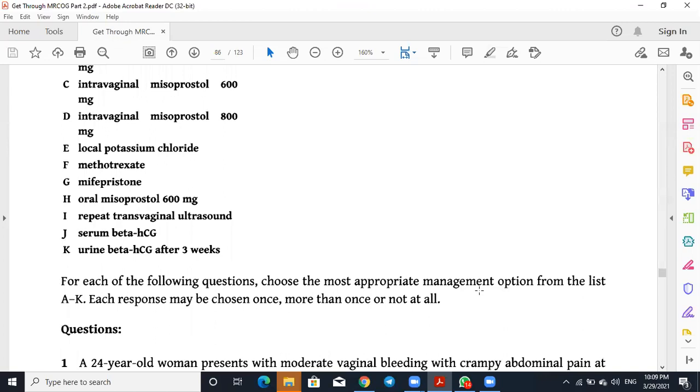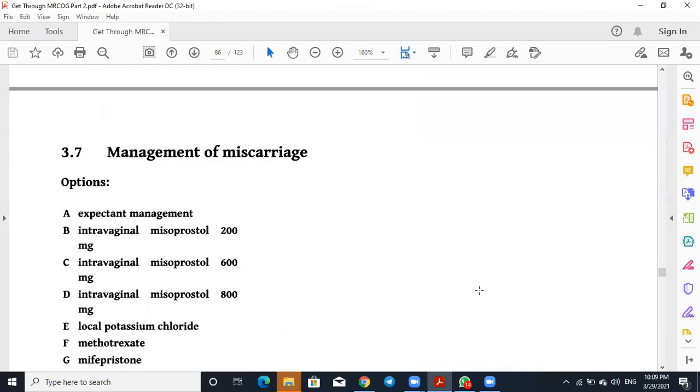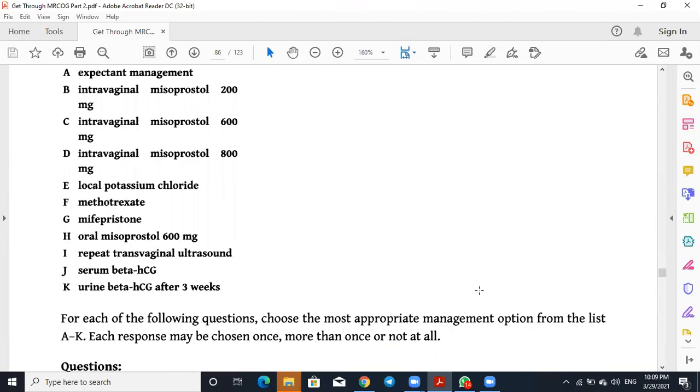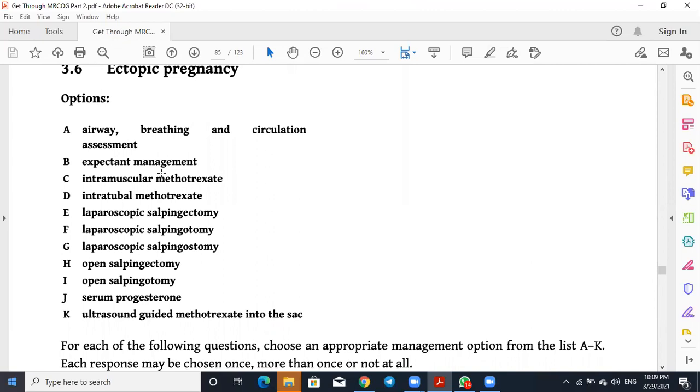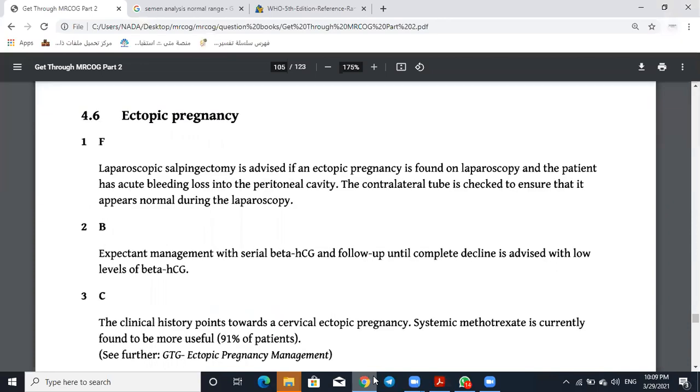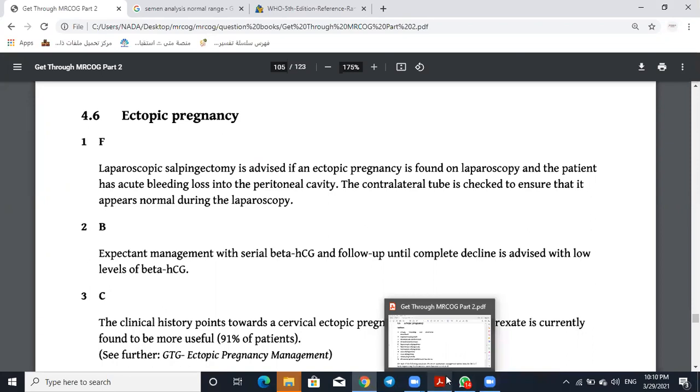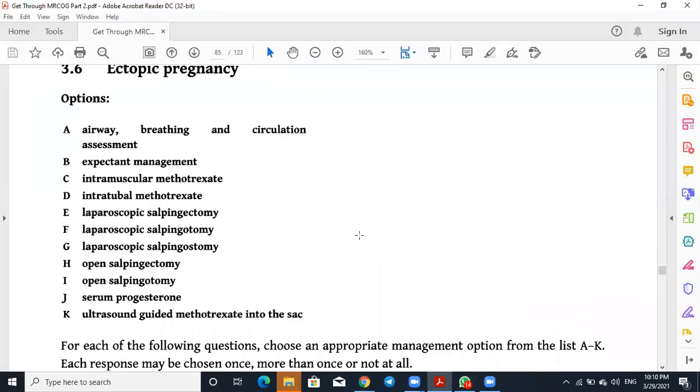Miscarriage. Please, can we see the answer? I can see it. Okay, I will show. The options here, we said that we are going for methotrexate, intramuscular, and this is the explanation. The clinical history points towards cervical ectopic. Systemic methotrexate is currently found to be more useful. 91% of patients will be cured by this. Okay, so let's go for next.